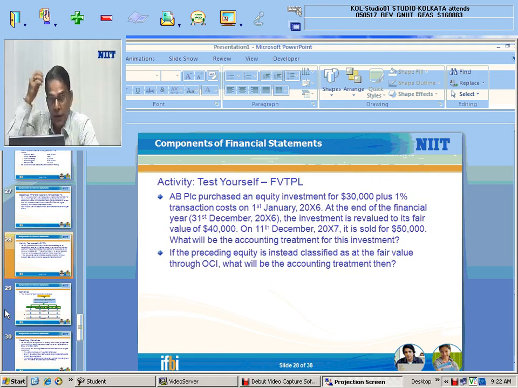So this 1%, $300, will be charged to the brokerage or transaction expense account. Some account will be debited and ultimately it will get charged to the profit and loss. So let's see what will be the accounting treatment for the subsequent measurement of the fair value of the asset on 31st December 2006 and subsequently when the asset is sold on 11 December 2007.